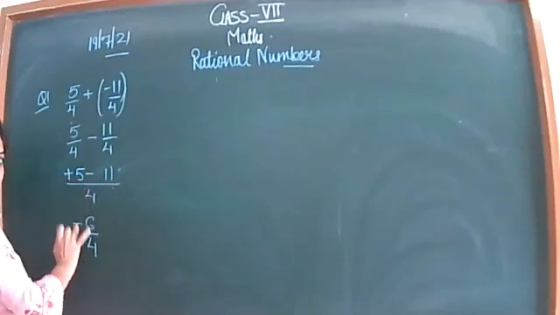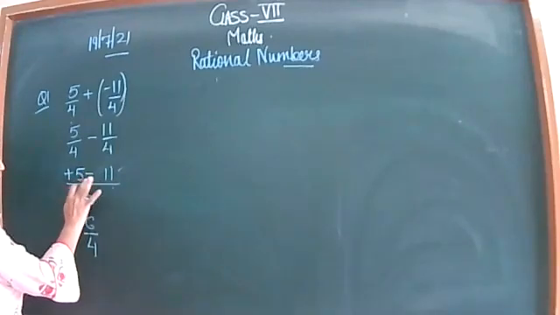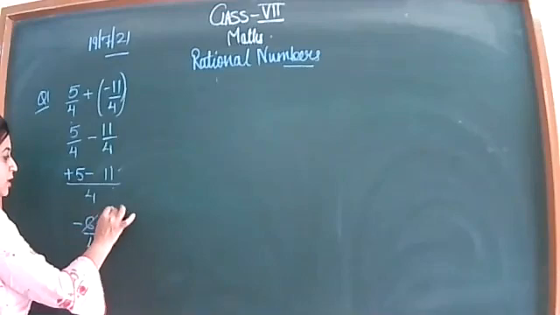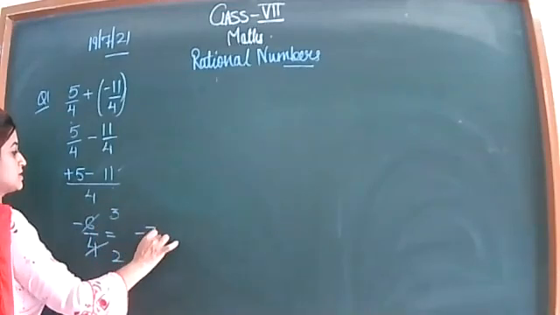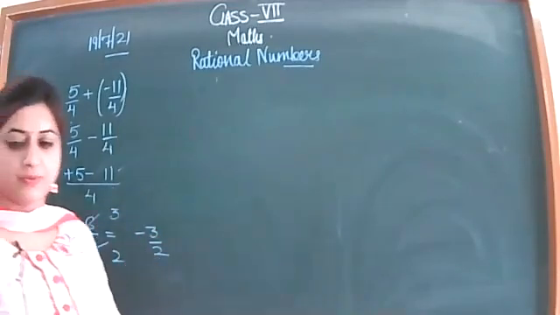Minus kar diya. 11 minus 5 is 6. The sign will be of the greatest, that is minus. Cancel it out, 3, 2. So the answer is minus 3 by 2.